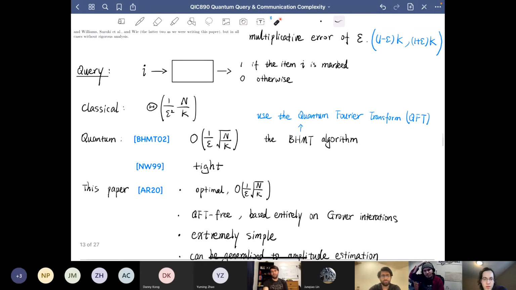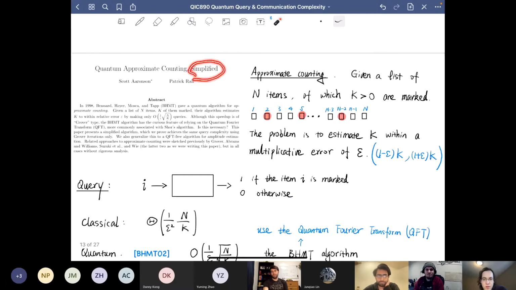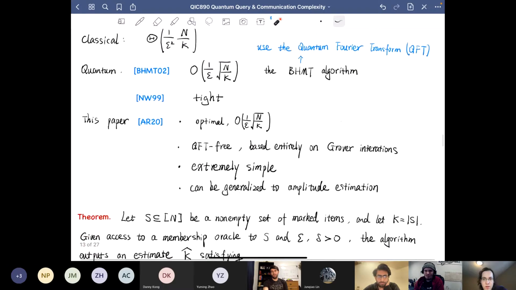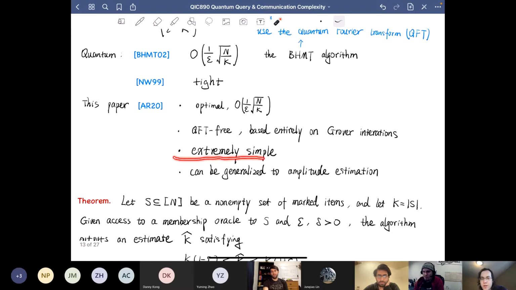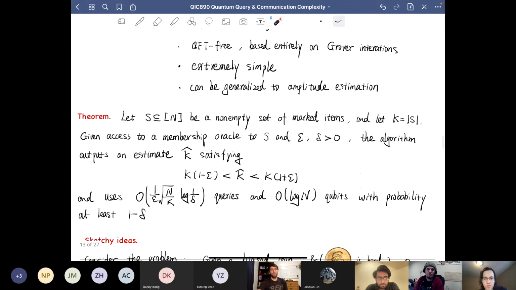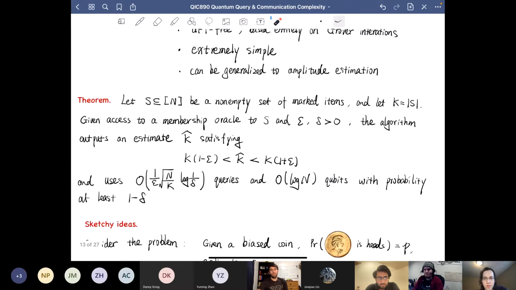And as the title suggests, the algorithm is extremely simple, and it can be generalized to amplitude estimation. Well, it is nearly trivial to generalize an approximate counting algorithm to an amplitude estimation algorithm. So that's one reason why we are interested in the approximate counting problem. And the formal statement of the theorem is here.